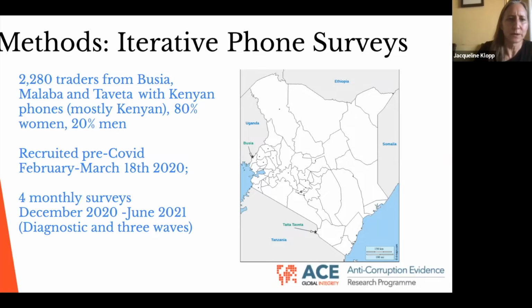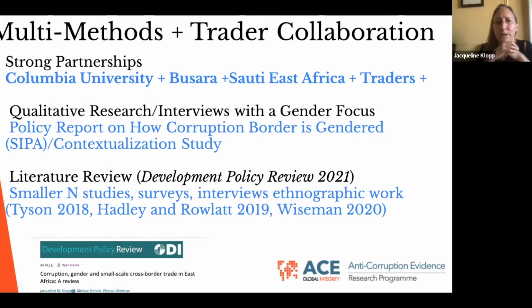So what did we do? Our methods were, as I mentioned, multidimensional and interdisciplinary, looking at what is happening more broadly in this sector. And we believed heavily in collaborating with traders, so not seeing them as objects of study, but as active participants in our work, because after all, we want our research to support them. So we started with this strong collaboration that we mentioned already. We began with qualitative research, which is very, very important, to talk to people, to interview them, including the officials at the border. We produced a contextualization study to inform our quantitative work.